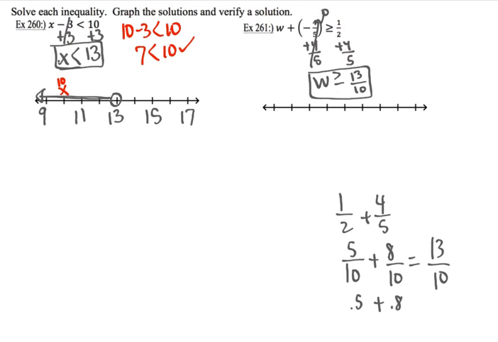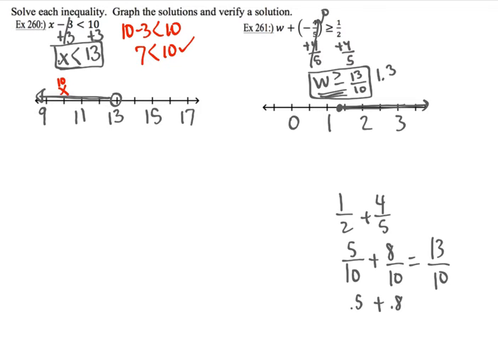Now graphing that solution, my most important number, 13/10, is a fraction. I could count by tenths, but that'd make the number line really zoomed in. I know 13/10, it's 1.3. It's going to be between 1 and 2. So maybe what I'll do here is count by a half. That looks pretty good. 1.3 is going to be between 1 and 1.5. About right here. And it is included, so I fill it in. W is greater than, so that means that the arrow goes towards greater numbers.